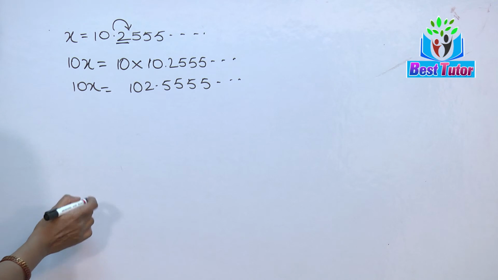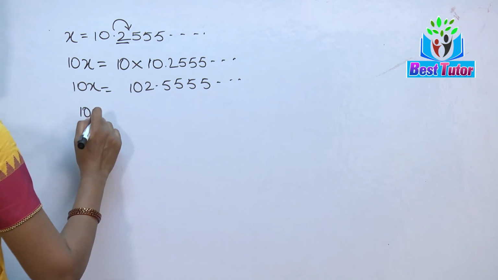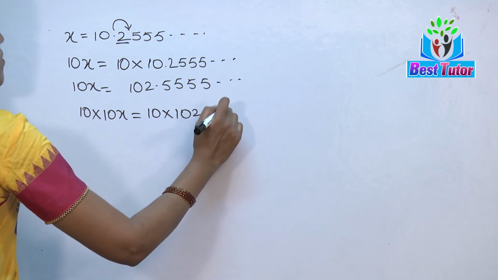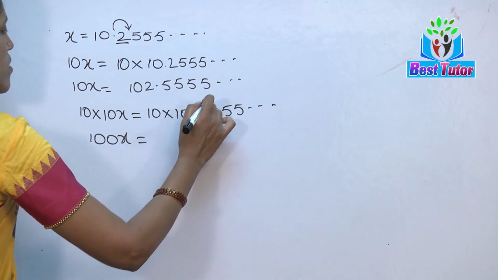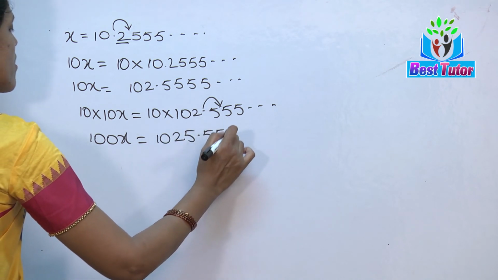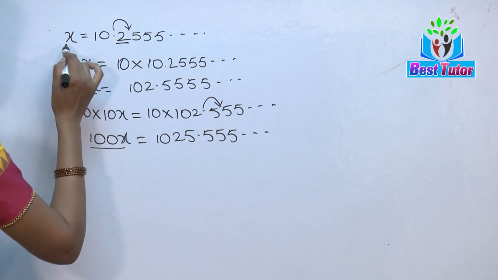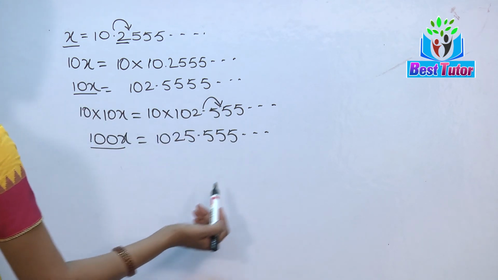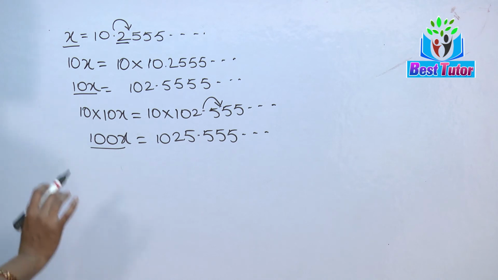Now this is a pure recurring decimal. How many digits are being repeated? Only 1. So we will multiply this equation on either side with 10 to the power of 1, that is 10. Thereby we get 100x is equal to 1025.555 and so on. Now observe 100x, 10x and x. 100x and 10x have the same decimal part. 10x and x do not share the same decimal part. Similarly, 100x and x also do not share the same decimal part.